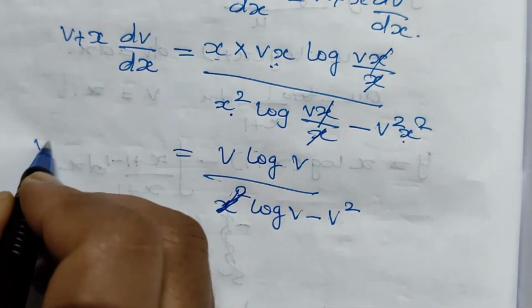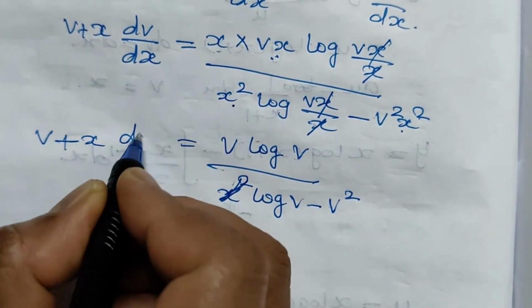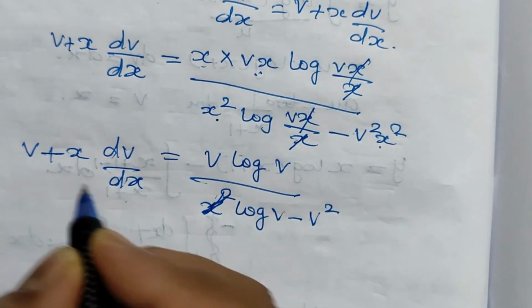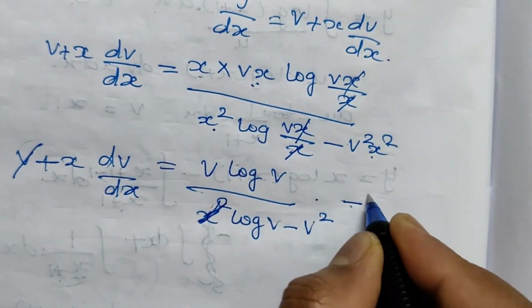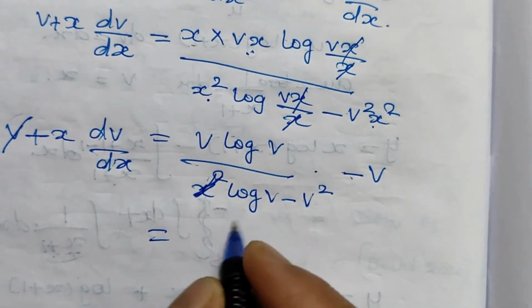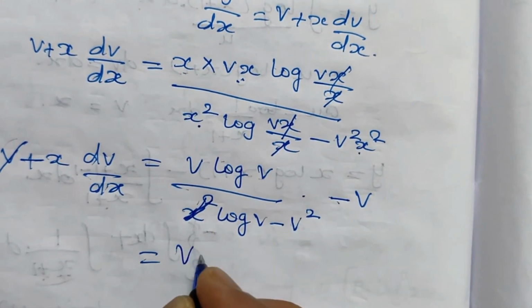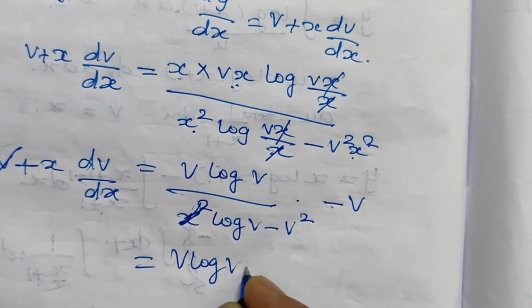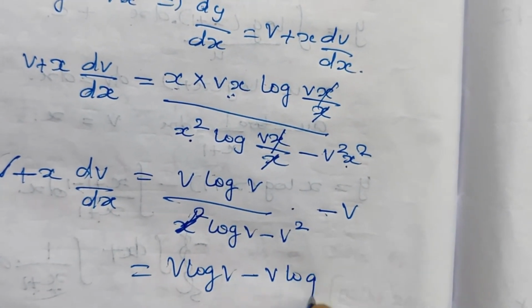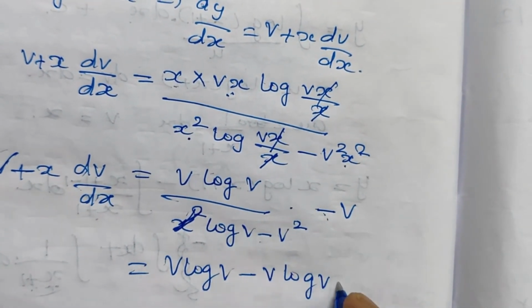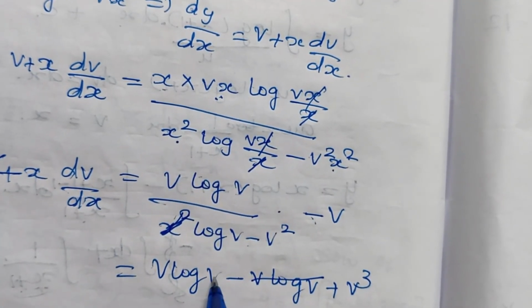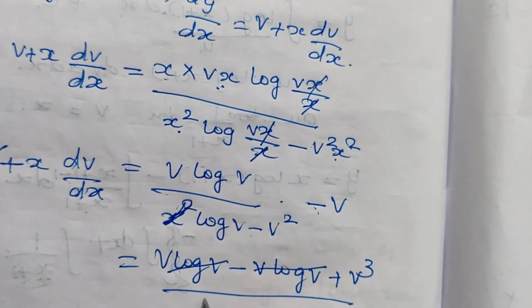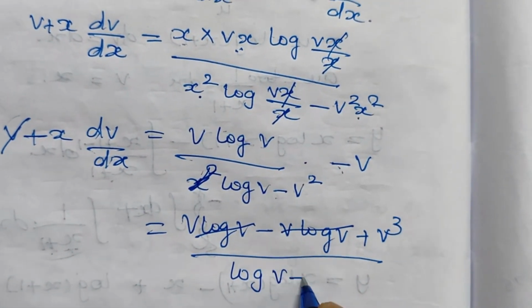So here v + x dv/dx. Next you have to bring this v here, so what you get is minus v. Now you have to take the LCM. So v log v − v log v, here minus into minus plus v³. So v log v cancels, divided by log v − v².